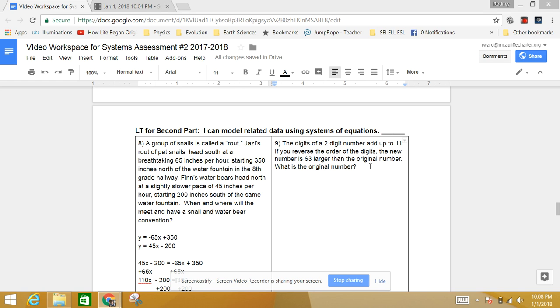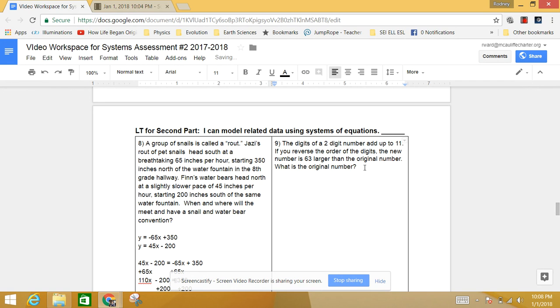Welcome to number 9 from the system assessment that we took right before the break. This is one of those notorious "I'm thinking of a number" type of questions. The digits of a 2-digit number add up to 11. And if you reverse the order of the digits, the new number is 63 larger than the original number.